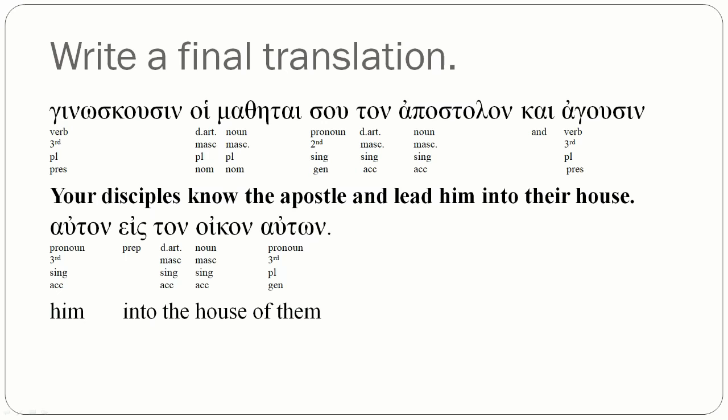Then the accusative will give you the object. Okay, ton apostolon. Your disciples know the apostle. Kai agusin auton, and they lead him. Eis ton oikon auton, into the house of them, or into their house. So putting this all together, your disciples know the apostle and lead him into their house.